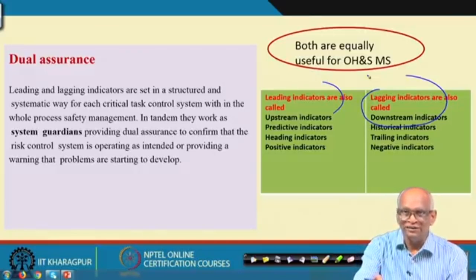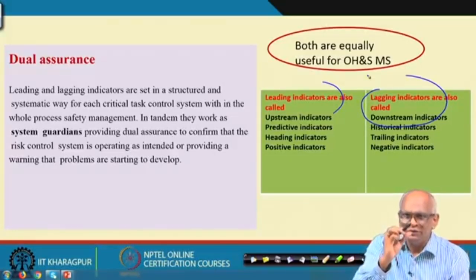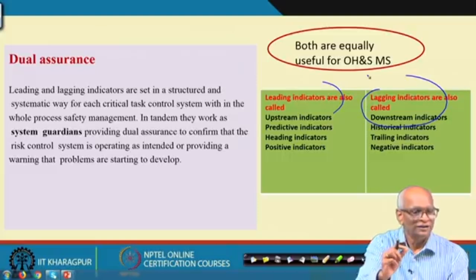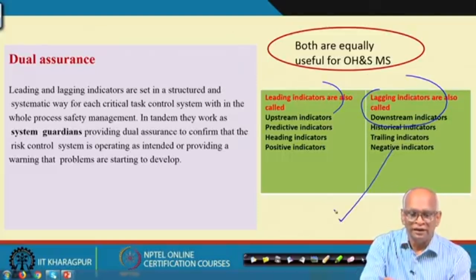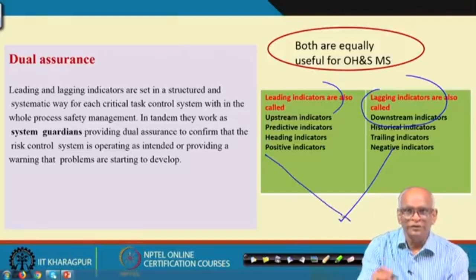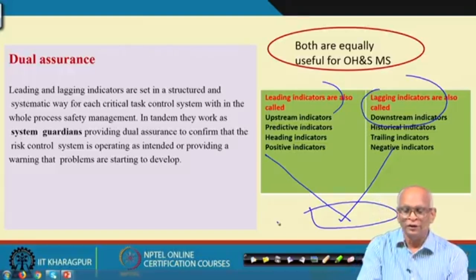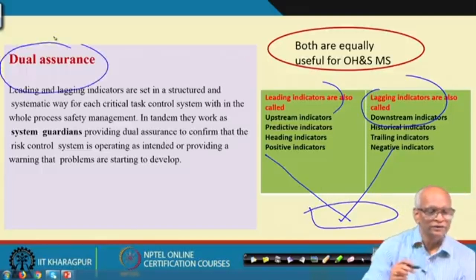Please mind, the lagging indicators we are talking about are not the total failure. Symptoms, small failures, weakness of the system. Failure of the system we are not talking about, weakness of the system we are talking about. So, you should take the weakness of the system and the effectiveness of the system, and you should monitor your whole management system. Taking both the weakness of the system and the effectiveness of the system is called dual assurance.